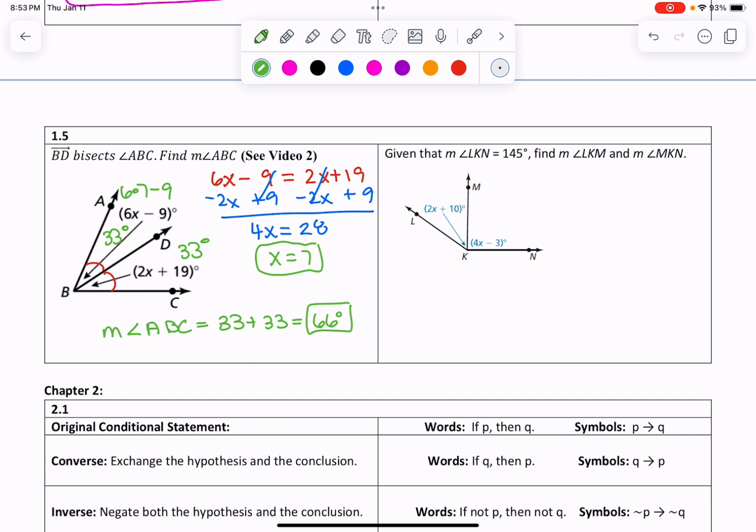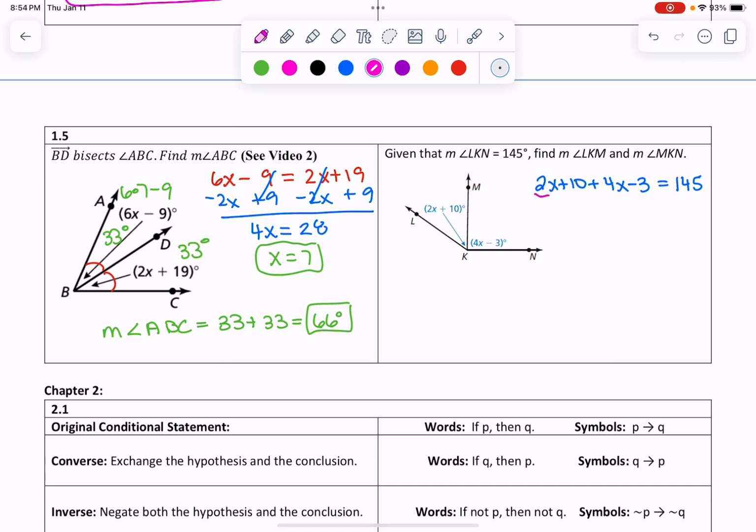Now in our next problem, we're not told that our angle is bisected. We're given the two parts inside. This is our angle addition postulate. And this says that the two parts inside have to add up to the whole angle. So since that whole angle is 145 degrees, I'm going to take the two parts inside, 2x plus 10 plus 4x minus 3, and that has to be equal to 145.